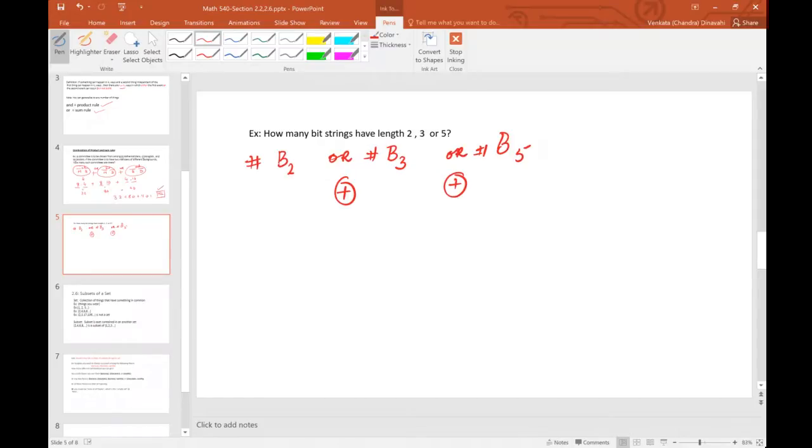If you go back and review the previous video or read section 2.1, you realize the number of bit strings of length 2 is given by 2 squared.